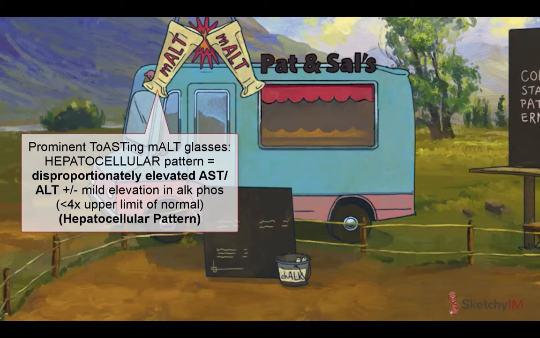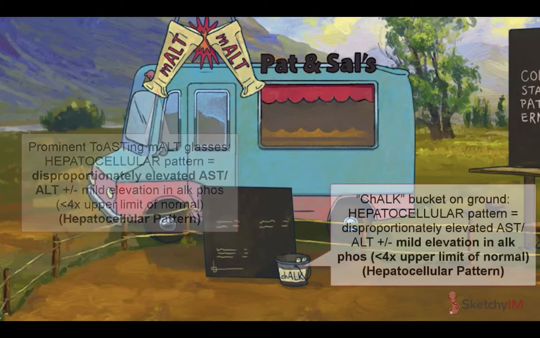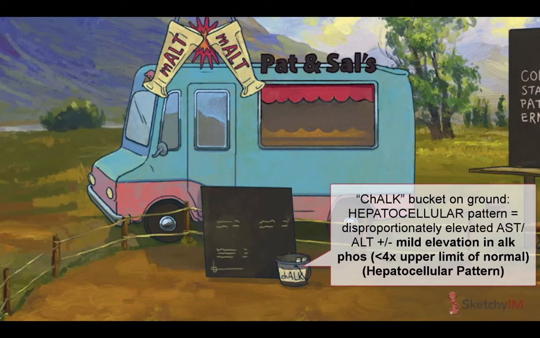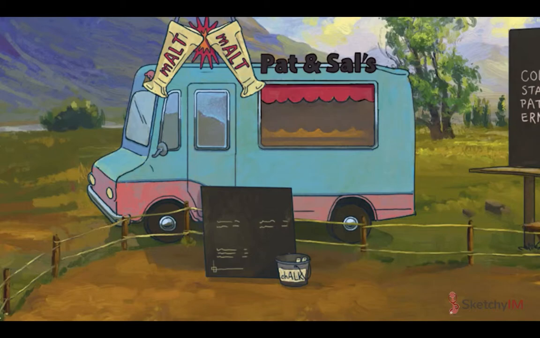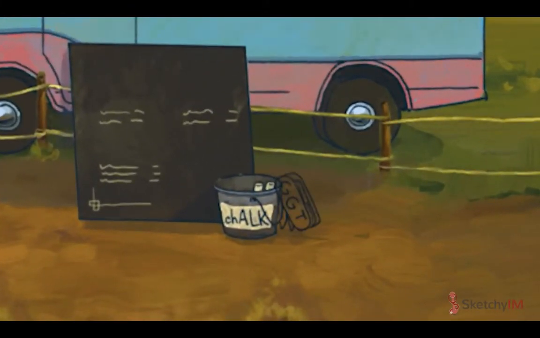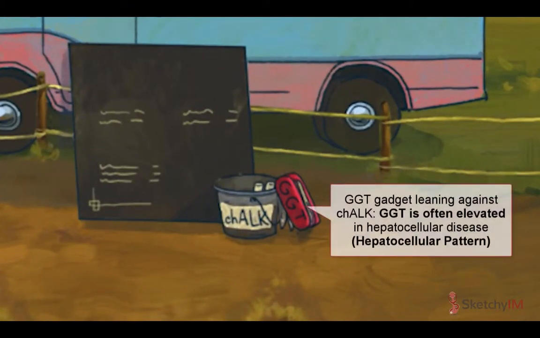over the chalk bucket. The AST and ALT can range from mildly elevated, double digits, all the way to the thousands. As for the ALK-Phos, it may be normal or mildly elevated, less than 4 times the upper limit of normal. If ALK-Phos is mildly elevated, serum GGT is often elevated as well, hence the handy gadget knife leaning against the chalk bucket. Remember, GGT is telling us that the ALK-Phos is from the liver, not bone.